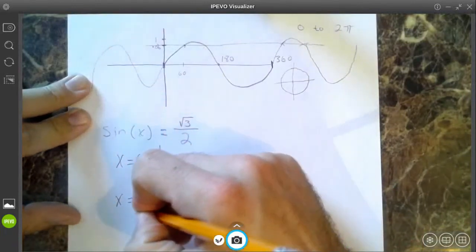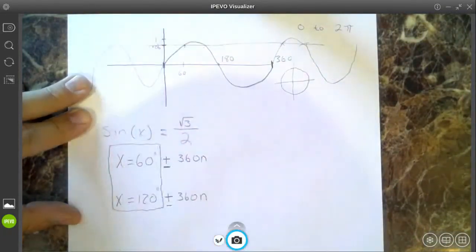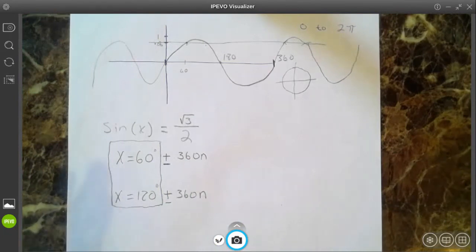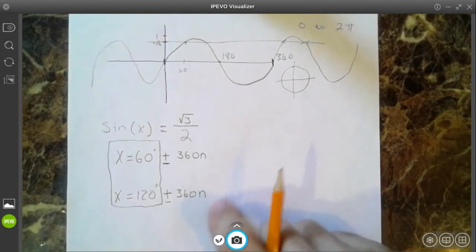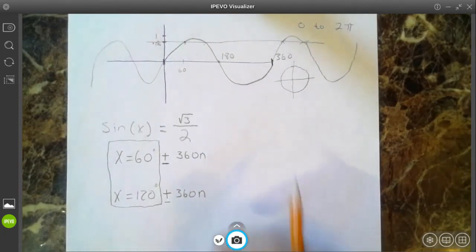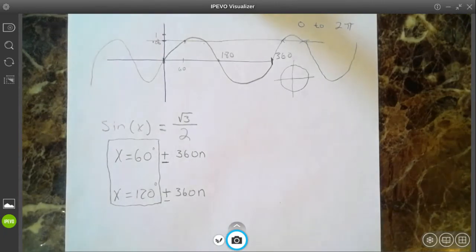This little part right here, that's the main solution part. That's from the interval 0 to 360 or 0 to 2 pi. But you have all these other ones for free just by adding and subtracting 360 to it. Sorry if that's a bit much.